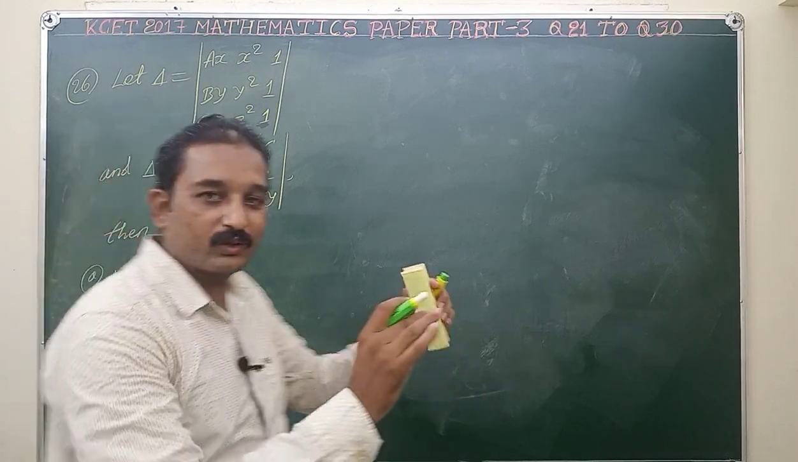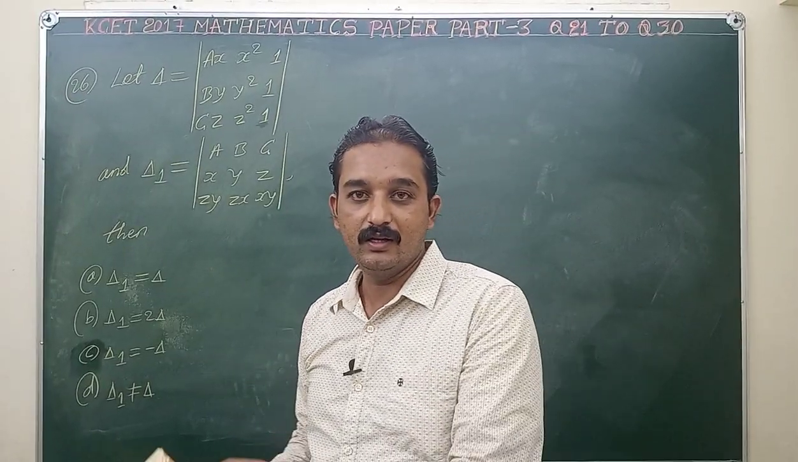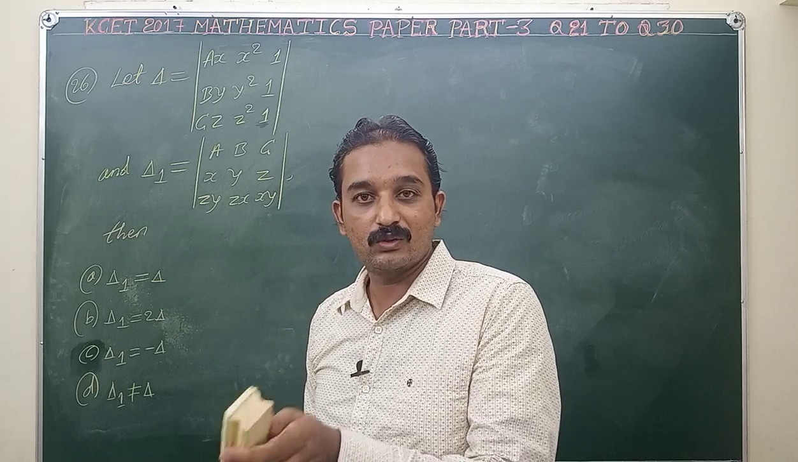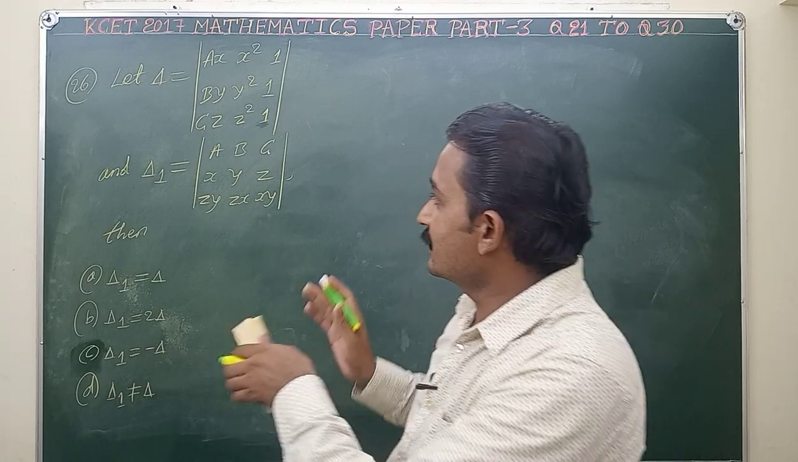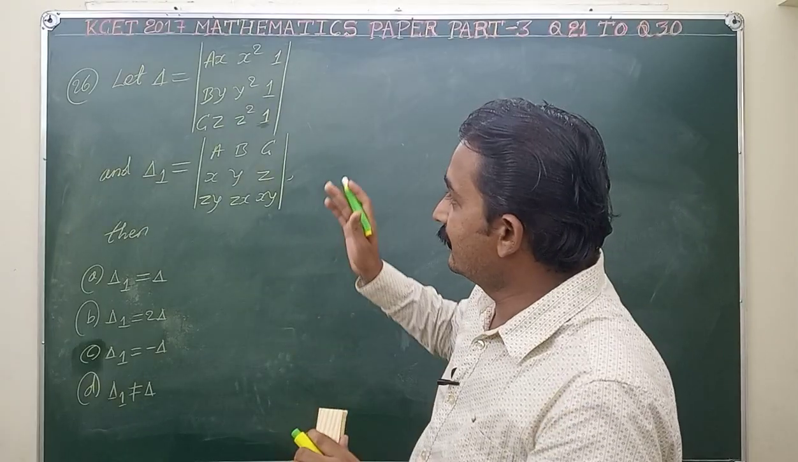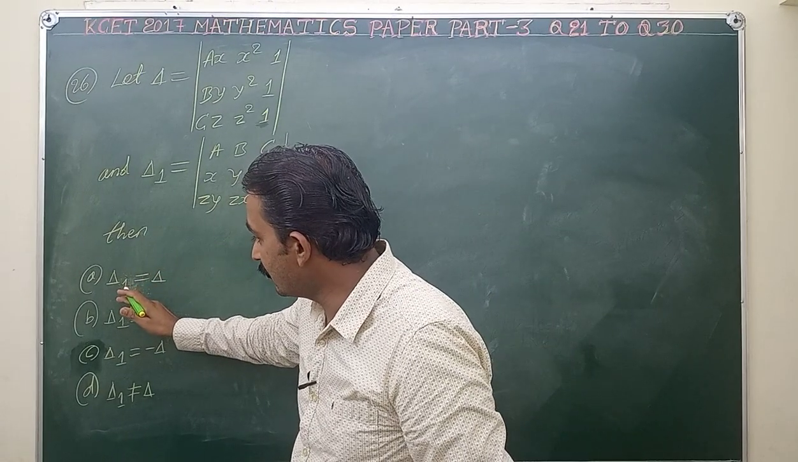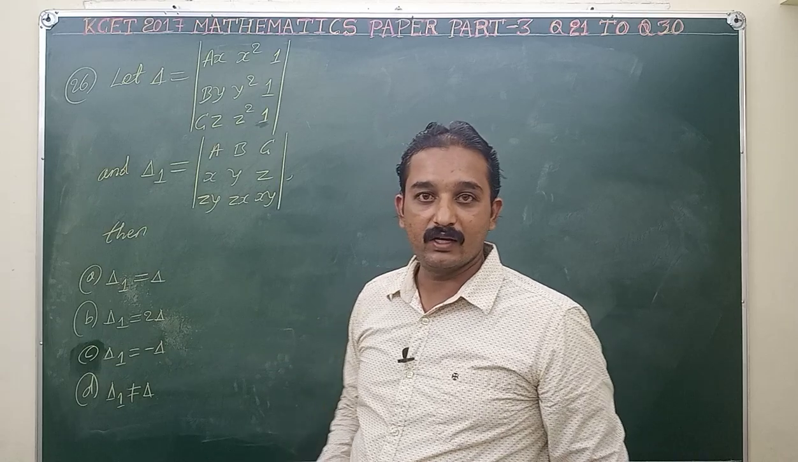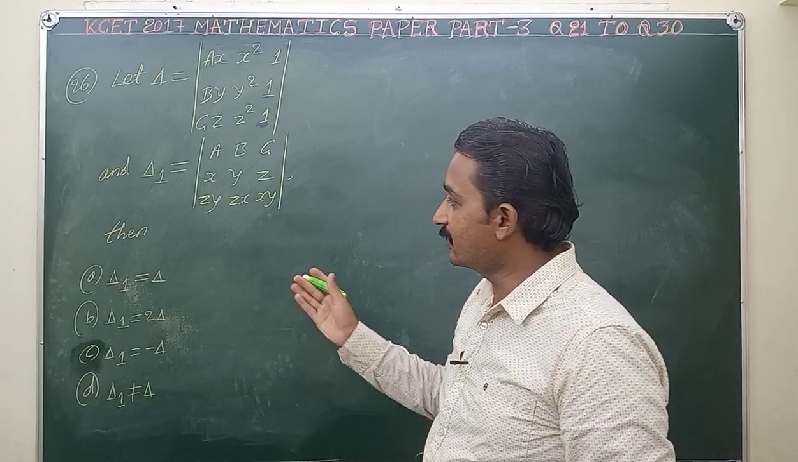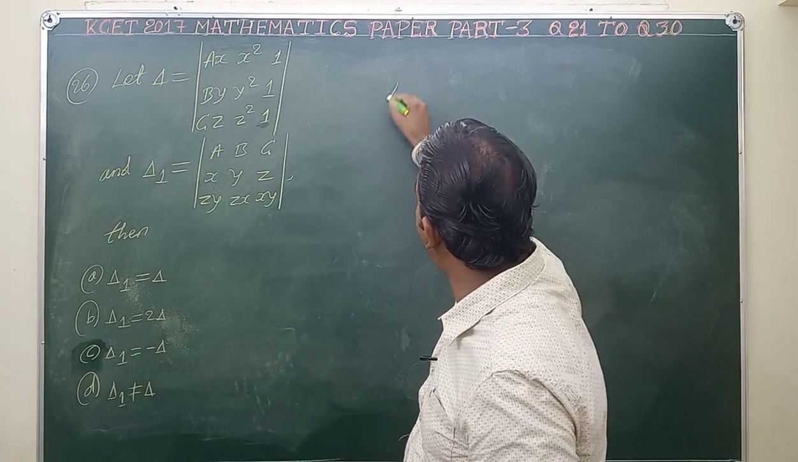So now let us move on to the next question, question number 26. Once again this question is based on the chapter Determinants. Usually there are 2 or 3 questions on this chapter, as I already said. So now let us see the question. Let delta be given and delta 1 be given. All the options are delta 1 in terms of delta. So let us take delta 1 first in this case and then simplify to get it in terms of delta.